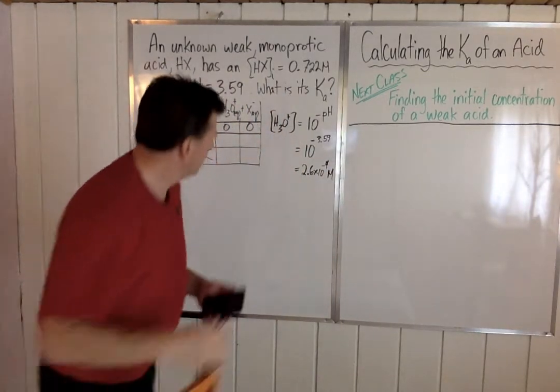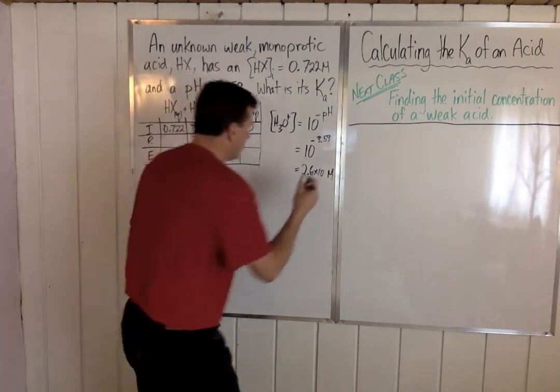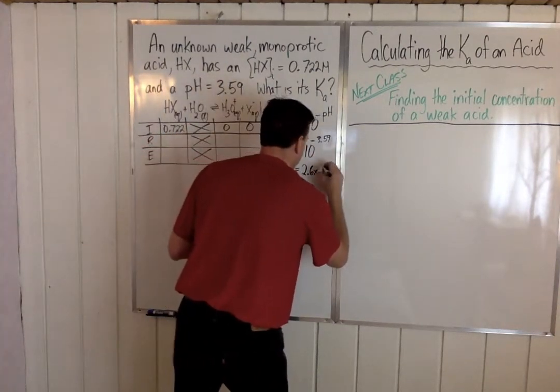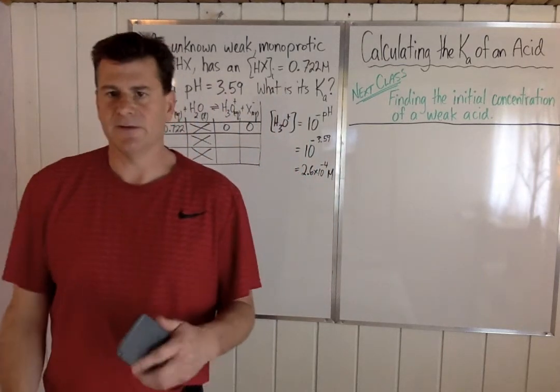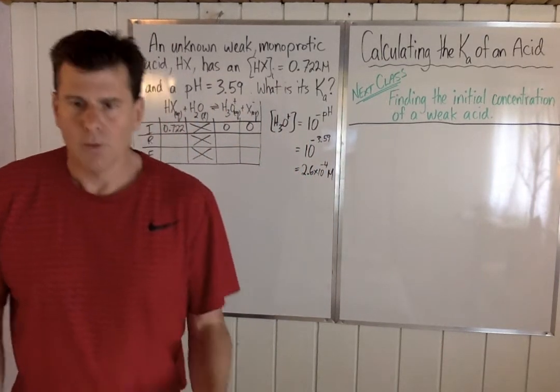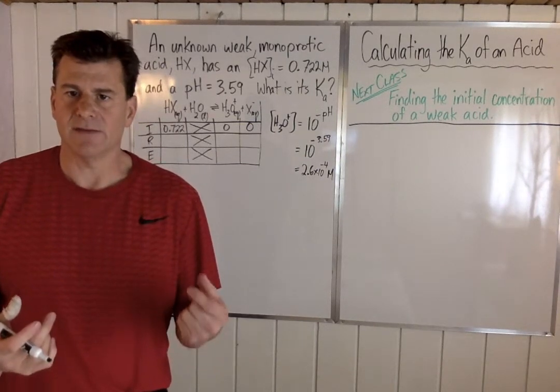Let me write that a little bit more clear because I'm not sure you'll be able to see that from where you're sitting. So 2.6 times 10 to the negative 4 molar. Now, where is that number going? Is that like initial?